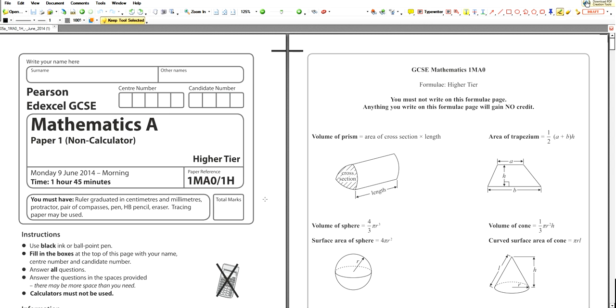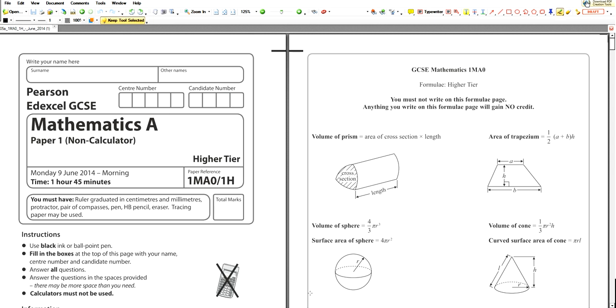We are looking at the Edexcel 1MA01H paper, the 9th of June 2014, non-calculator. There will be one or two questions that we will have to do in a separate video, the ones which involve drawing and transformations. It's a bit difficult for me to do using the current tool set I have at the moment. So let's get started without any further delay.